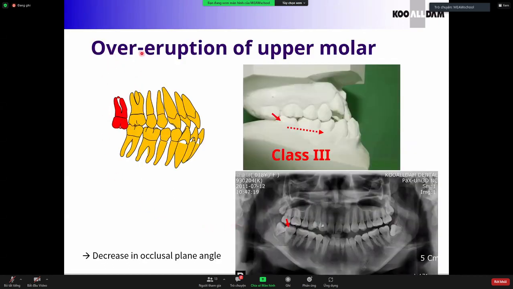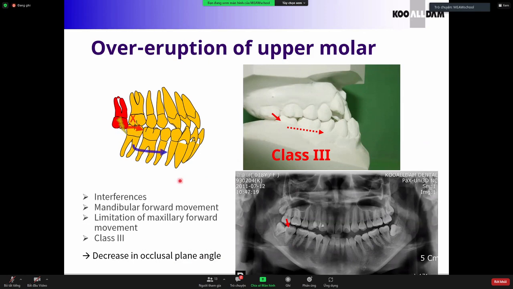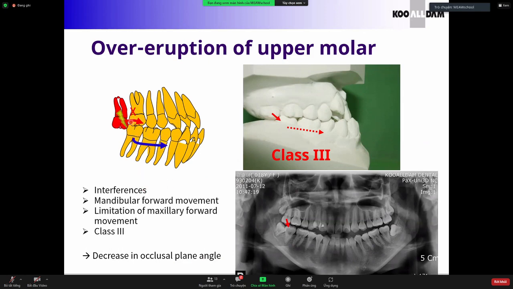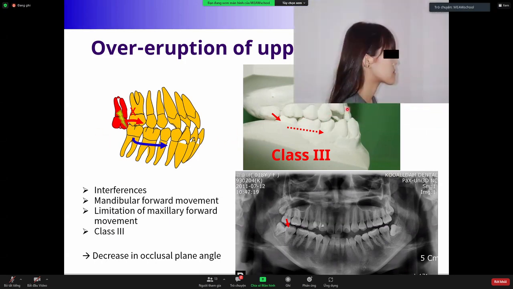What happened? The over-eruption of the upper molar. So this means a decrease in occlusal plane angle. So there is an interference in this area. And we can see mandibular forward movement. This means class 3. And also, there is a limitation of maxillary forward movement due to the interference in this area. And also we can see some class 3 profile.